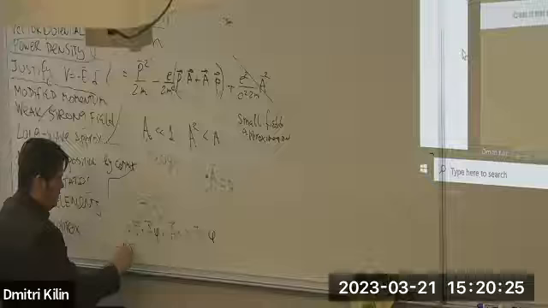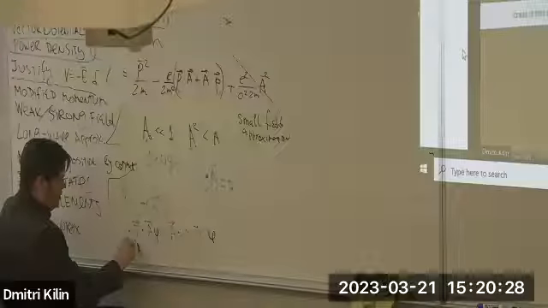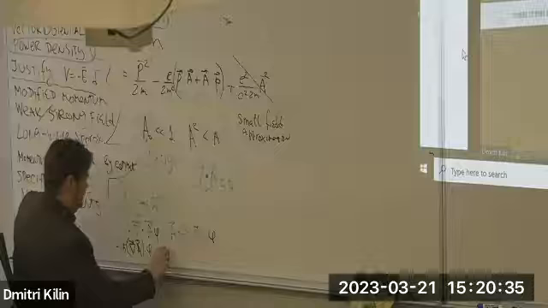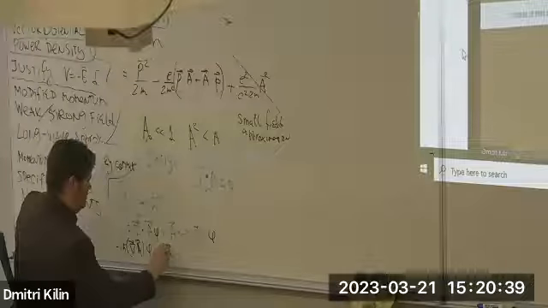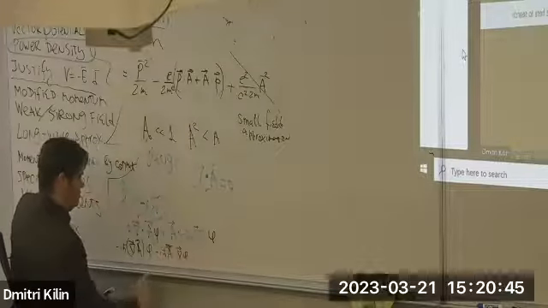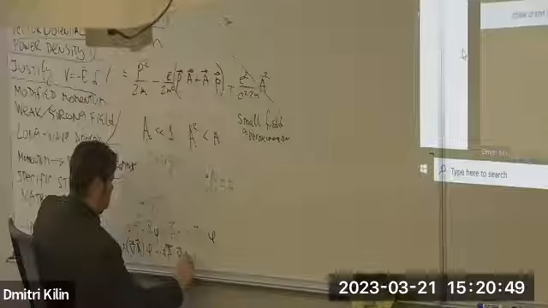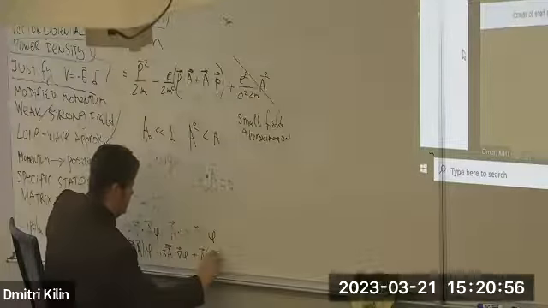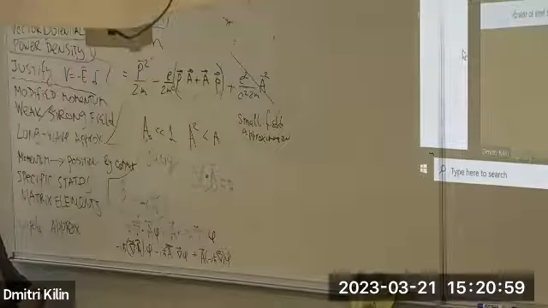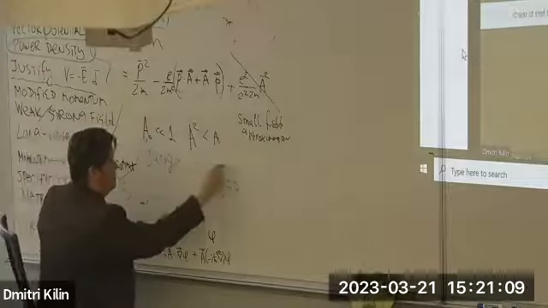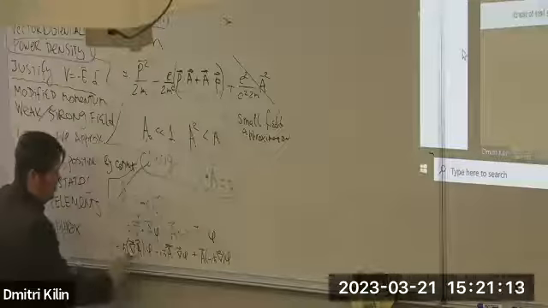H bar gradient times A times function unchanged, minus i H bar A times gradient applied to phi, plus vector potential minus i H bar gradient phi. So due to gauge, we can drop the first term here, right?